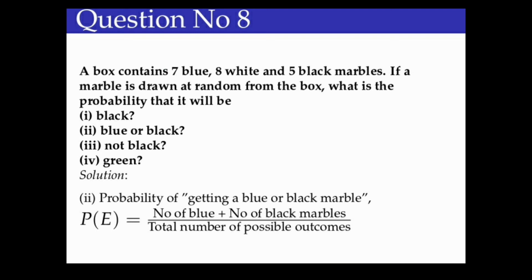It is actually the number of blue marbles plus the number of black marbles, because think about the property of the event E. It says getting a blue or black marble. That means the chosen marble can be any marble among 7 blue marbles, or any marble among 5 black marbles. That's why the number of favorable outcomes to E is the number of blue marbles plus the number of black marbles. Is it fine? So the answer is 7 plus 5, which is equal to 12 by 20, which is 3 by 5.